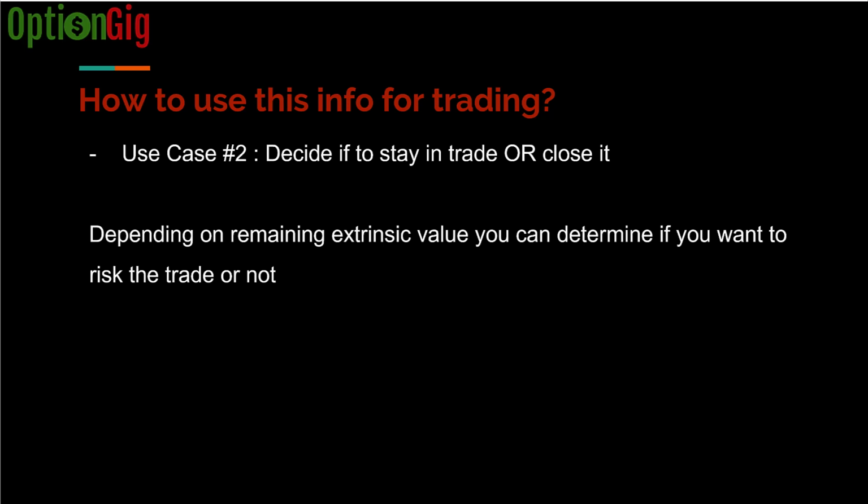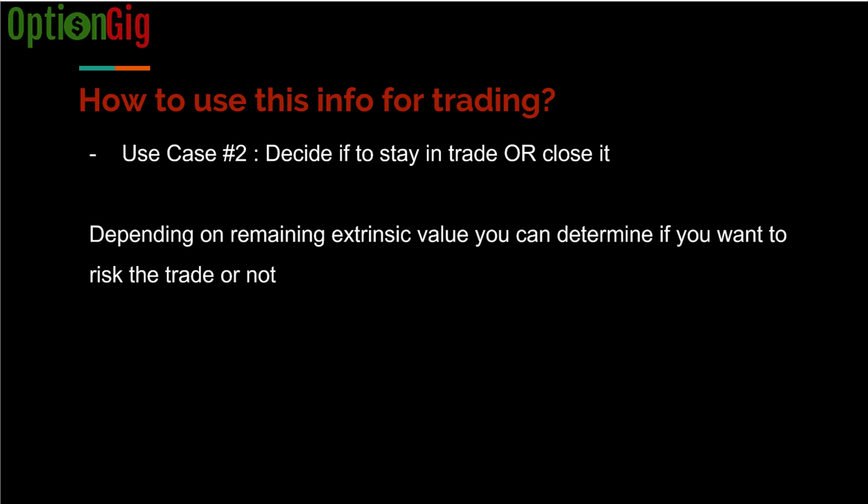Now at this point in time, you should keep an eye on how much extrinsic value is left in the iron condor. If the extrinsic value remaining is 60 cents, it does make sense to stay in the trade because there is a lot of money still left on the table. You don't want to close the trade too soon and leave tons of money on the table.